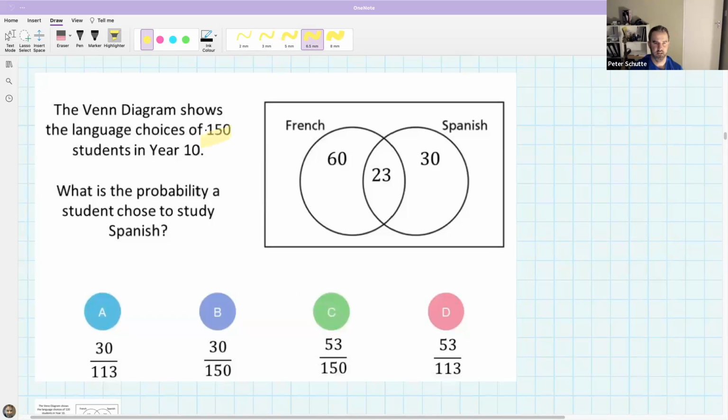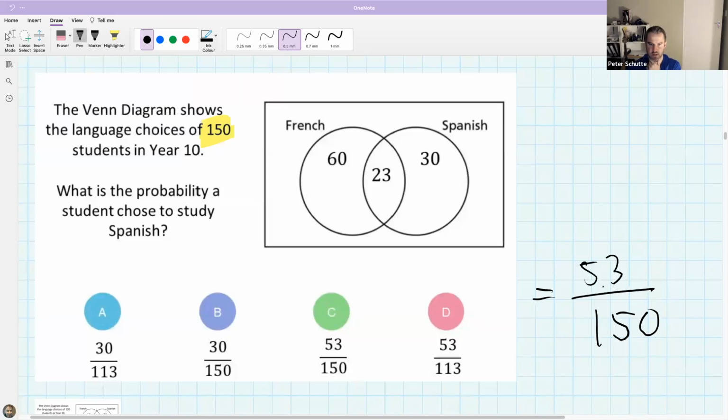So again, it says 150. So if you're working out the probability, the sample space is 150. Well, how many people will choose to study Spanish? So it looks to me like it would be 30 plus 23, which is 53 out of 150, which is C.